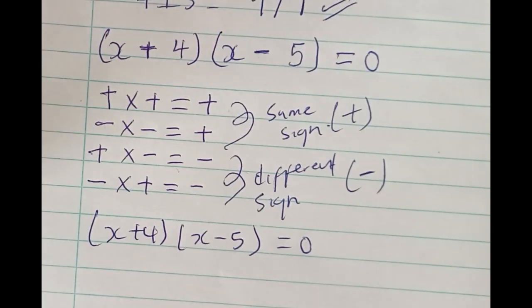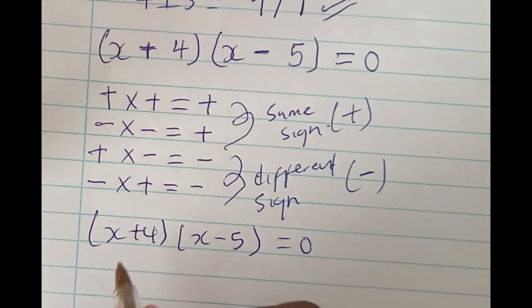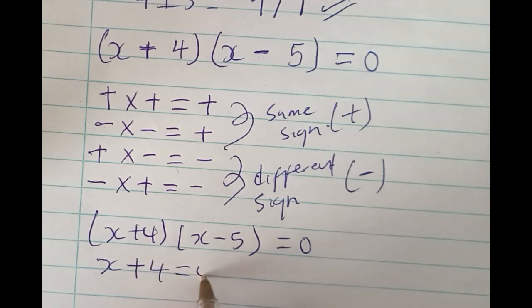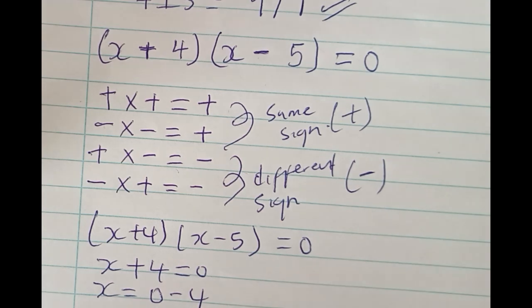So now I have two brackets. Now I'll have to say x plus 4 is equal to 0. My first bracket is equal to 0. So when I take 4 to the opposite side, it will change the sign. So it will be 0 minus 4. Therefore, x is negative 4. You see?